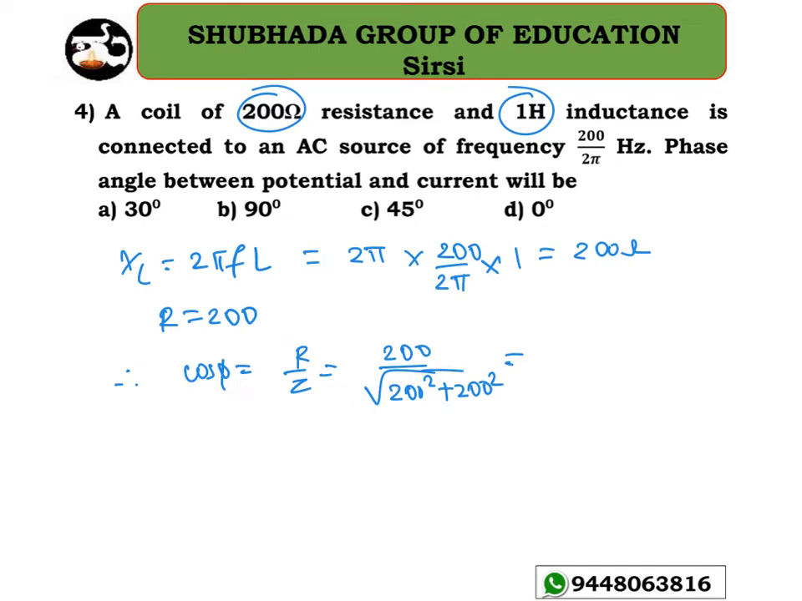This is going to lead you again to 0.7071. So it gives you the value of phi as pi by 4, that is 45 degree. Option C is the right answer.